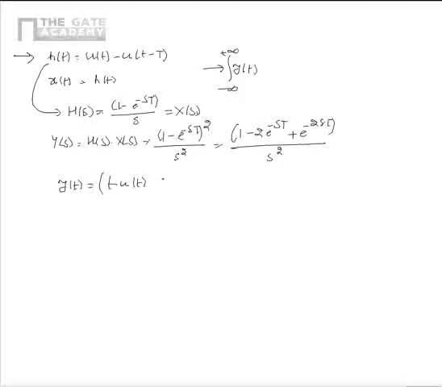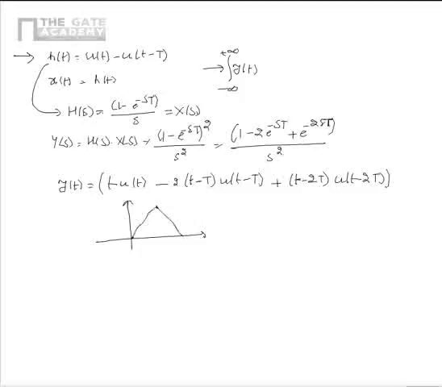So from this, the output y(t) can be written as t u(t), which is the inverse Laplace transform of the first term 1/s^2, minus 2 (t minus T) u(t minus T), which is the inverse Laplace transform of the second term e^(-sT)/s^2, plus (t minus 2T) u(t minus 2T), which is the inverse Laplace transform of the third term e^(-2sT)/s^2. From this, the output y(t) can be plotted as shown.